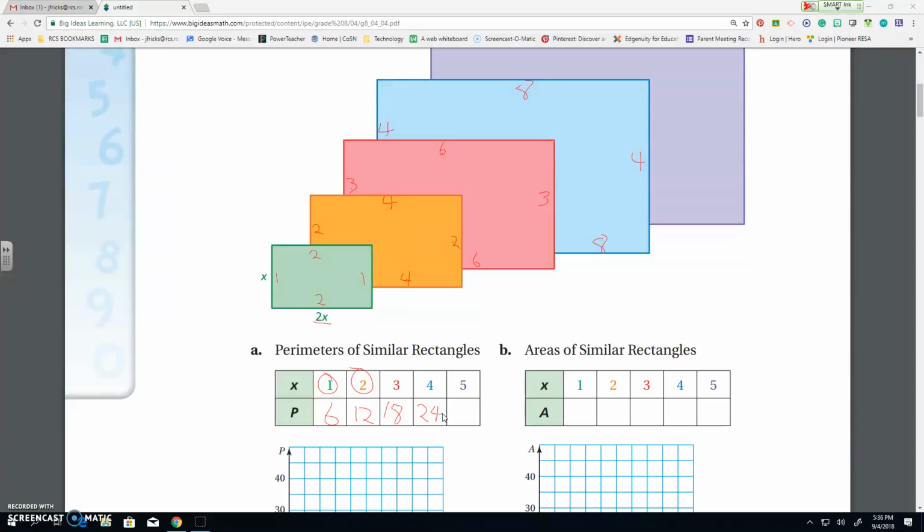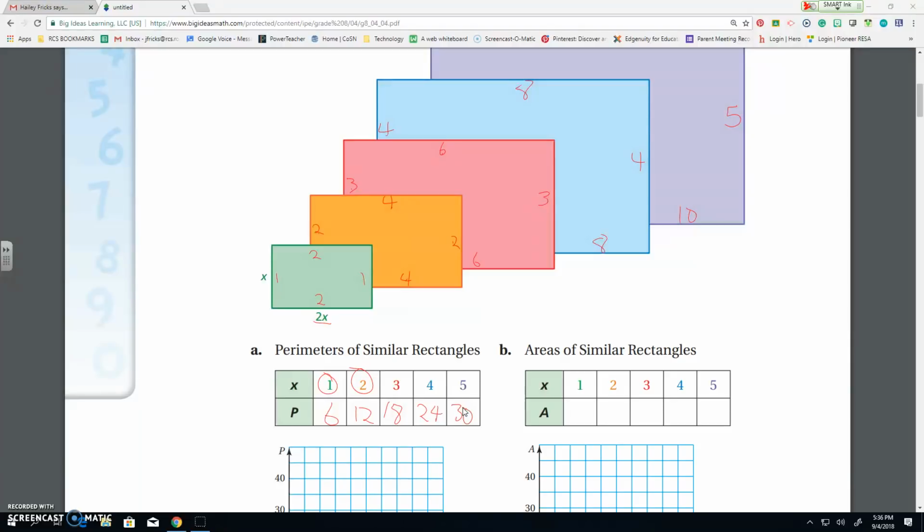And then the last one, the 5, we would have 5 times 2 would be 10. So you know that side would be 10, and then the other side would be 5, because x is equal to 5. So we know 10 plus 5 would be 15, 15 plus 15 would be 30.